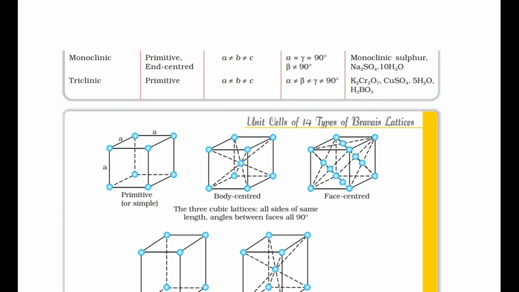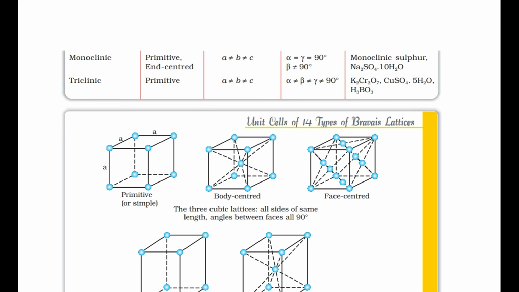The next two are monoclinic and triclinic. Talking about monoclinic, the possible variations are primitive and end-centered. Talking about edge lengths, a is not equal to b, which is further not equal to c. The axial angles: alpha equals gamma, which is equal to 90 degrees, and beta is not equal to 90 degrees. The examples are monoclinic sulfur and Na2SO4.10H2O.